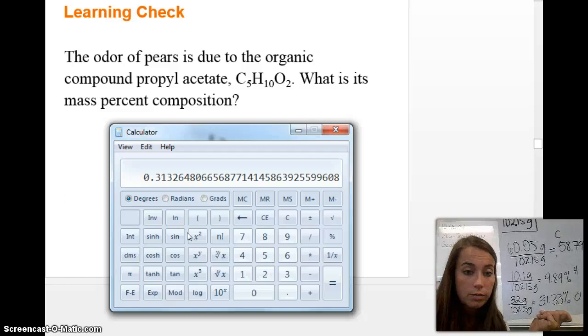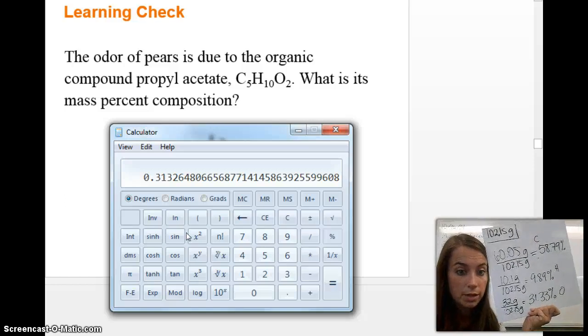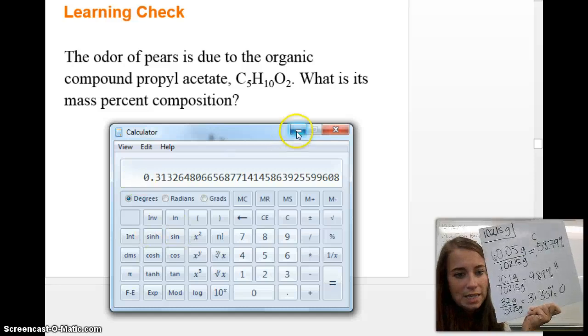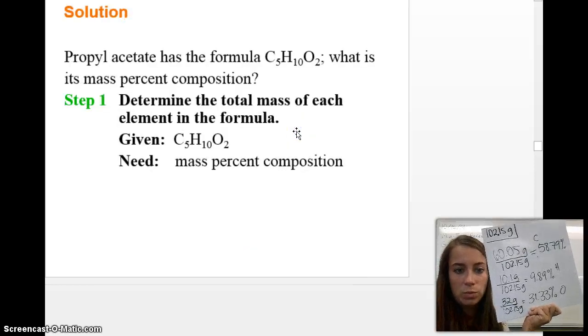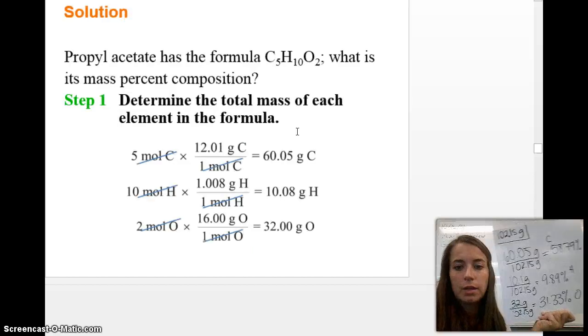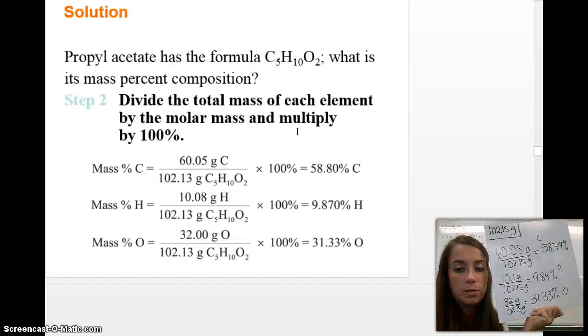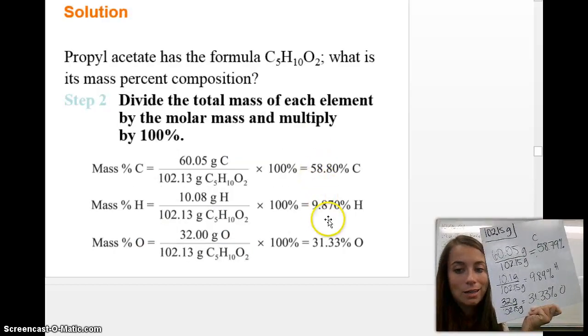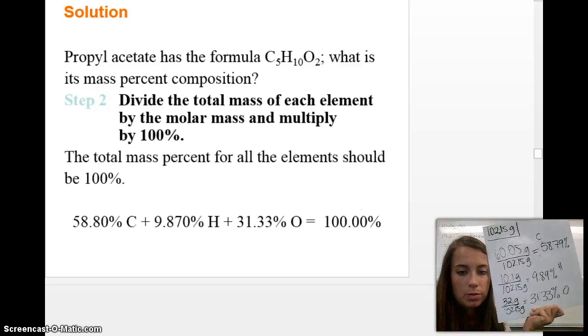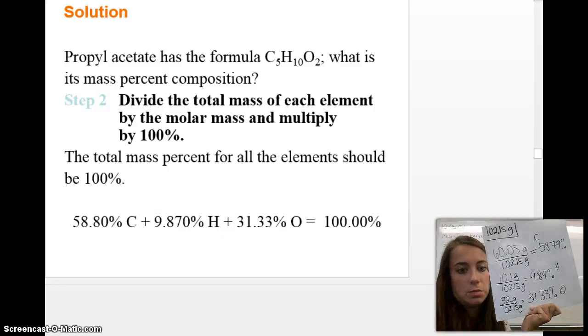All of those should add up to 100% because we're just figuring out what percent it is. Cool beans. All right, so they all add up to 100%. We get 58.8, 9.87, 31.33, so we got almost the exact same numbers as the PowerPoint, which is good, and they all add up to 100% because the total mass of it is 100% of its mass.